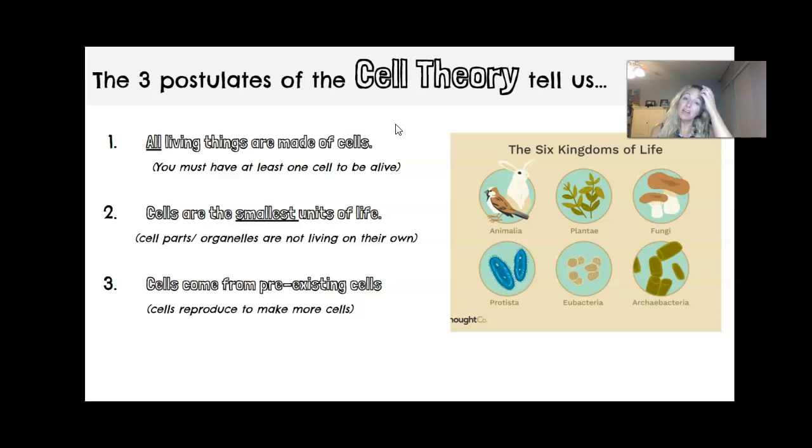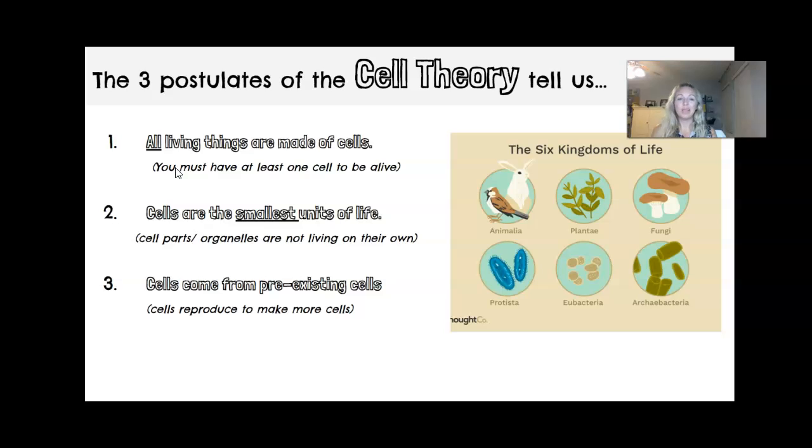The cell theory is the basic science rule about cells, and it has 3 parts to it, and they all kind of sound like they're repeating. So I've talked about how they're a little bit different each step. So all living things are made of cells. So basically what that means is you must have at least one cell to be a living thing.